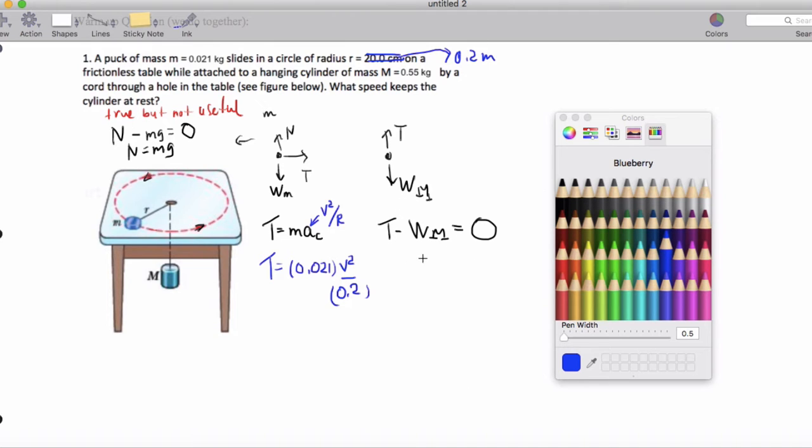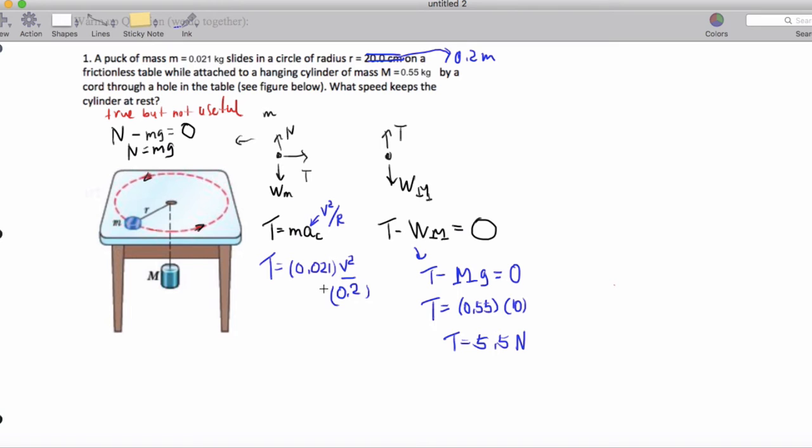And here we have the tension minus, and now I'm going to substitute mg for weight, and they balance. Now I'm going to plug in numbers, so the tension equals the 0.55, careful, this is capital M, times g, which is 10. So my tension is 5.5 newtons of force.